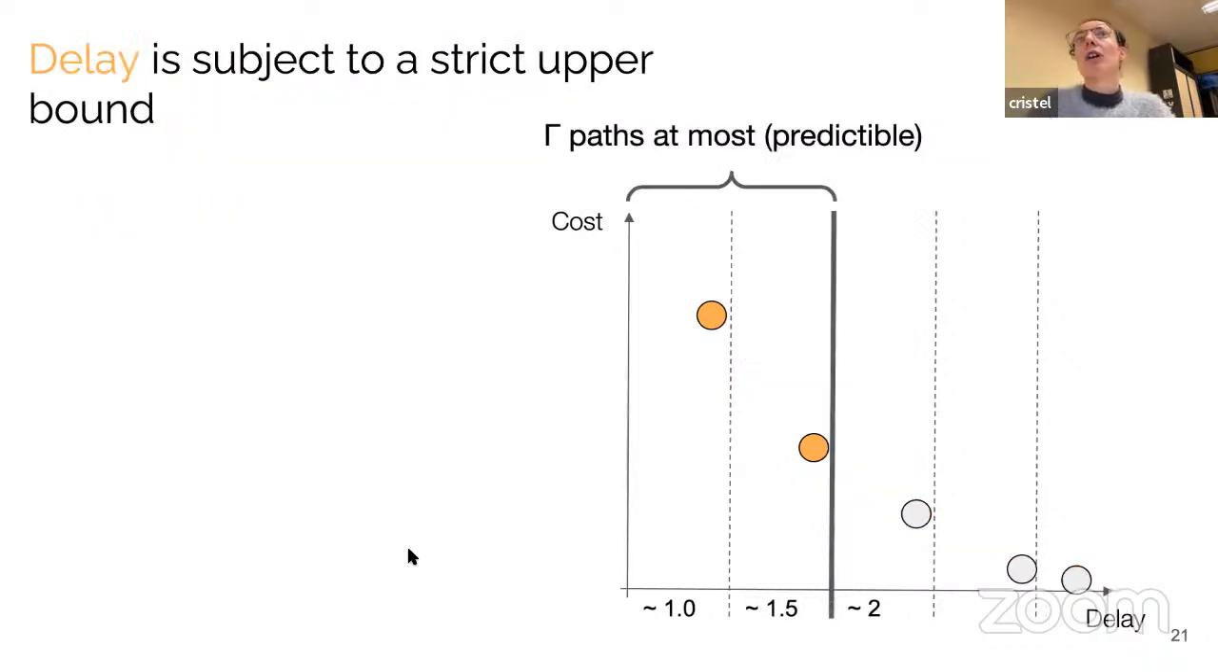And then, because we have a delay constraint, we have a bounded number of paths that are possible, a total number of feasible solutions. And so this also makes our problem bounded.